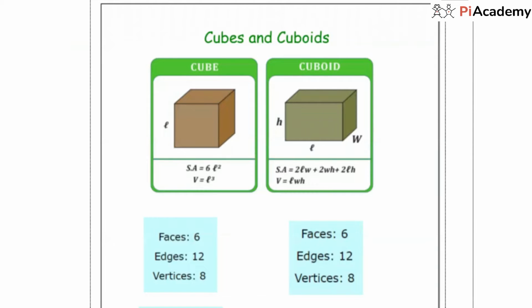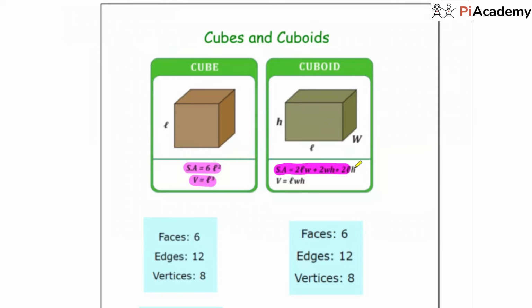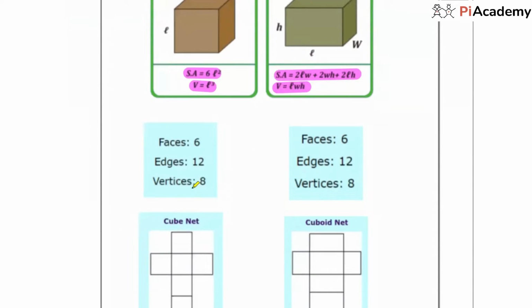First of all, let's start with 3D shapes. We'll start with cubes and cuboids. The surface area of a cube is 6L squared. In a cube, all the sides are equal, so the surface area is 6L squared, and the volume is L cubed, L times L times L. Whereas the surface area of a cuboid is 2 times length width plus 2 times width height plus 2 times length height, and the volume is length times width times height. In a cube or cuboid, you have 6 faces, 12 edges, and 8 vertices. Remember that, okay? 6 faces, 12 edges, and 8 vertices.